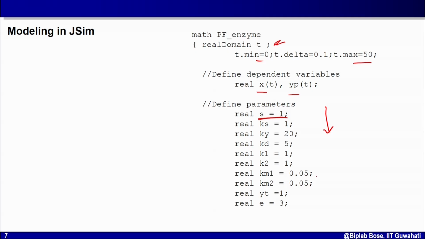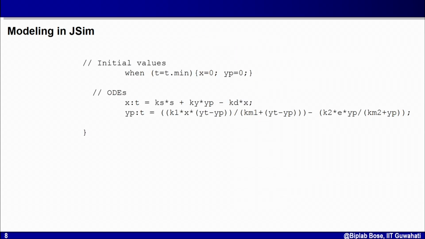You can easily notice km1 and km2 are very small, 0.05, whereas yt is 1. That means the ratio of km and yt will be much smaller than 1, and that is required so that I get a very good sigmoidal yp nullcline. Now, for the rest of the code, I have to define the initial values. Here I have shown x equal to 0, yp equal to 0. This part we will keep on changing during our simulation to see the change in behavior. And the rest of the things are simple, the ODEs.